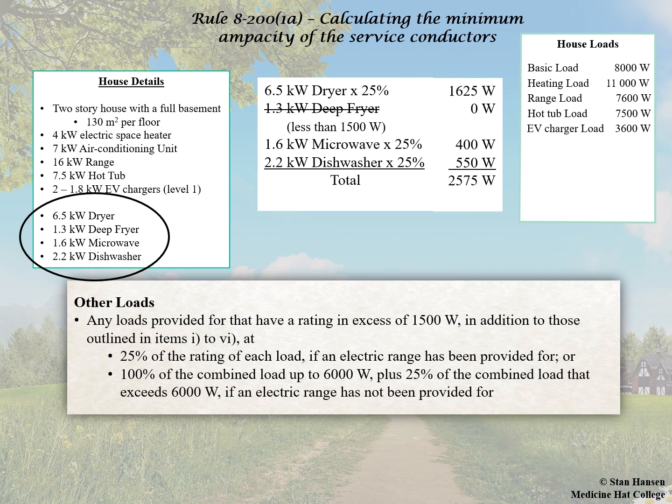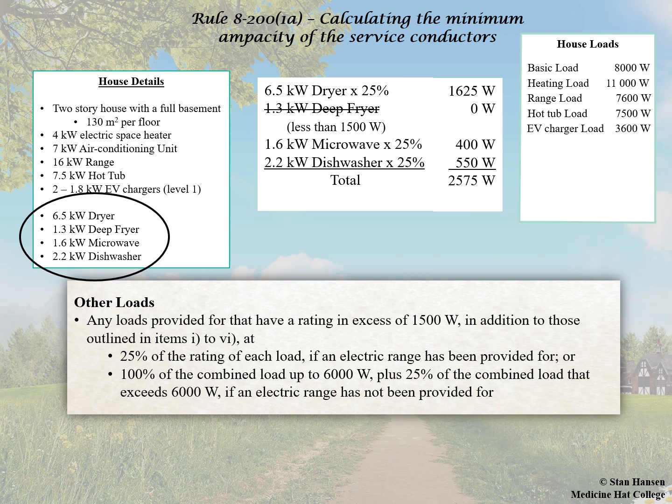Therefore, we're going to take only 25% of any other loads that are inside the house, with the exception of making sure that they are over 1.5 kilowatts. They have to exceed 1500 watts. If I have a 1500 watt microwave, that doesn't count because that's exactly on the line. But if that microwave was 1501 watts, then I would have to take 25% of that load.